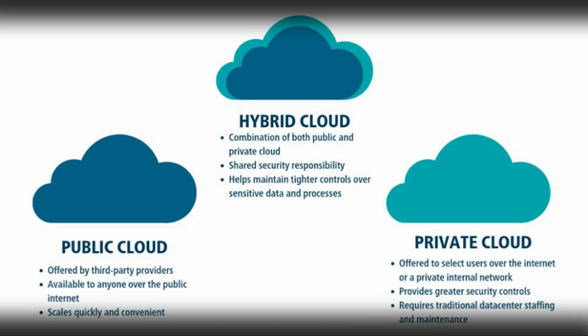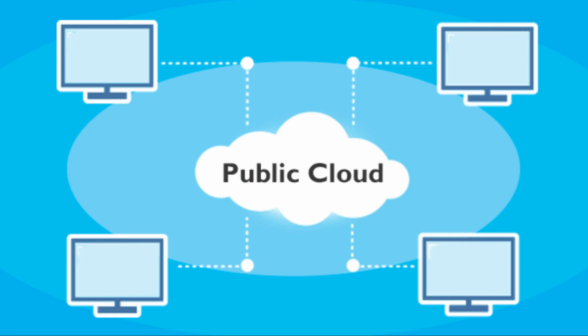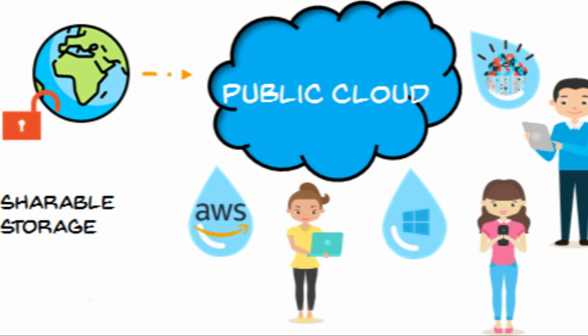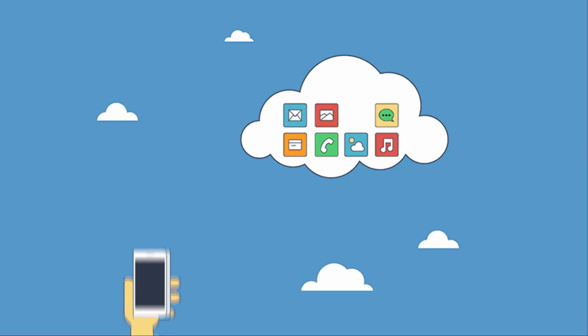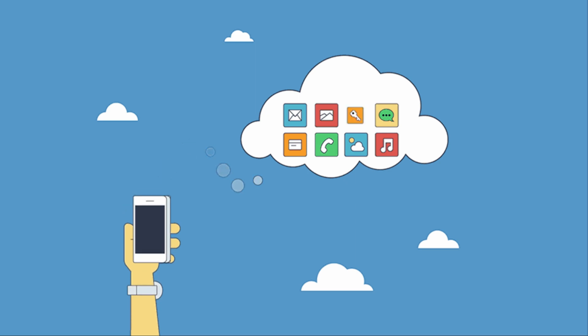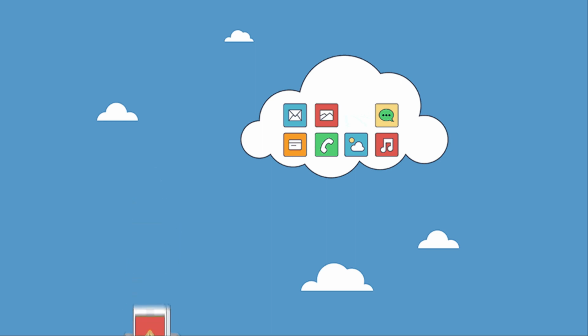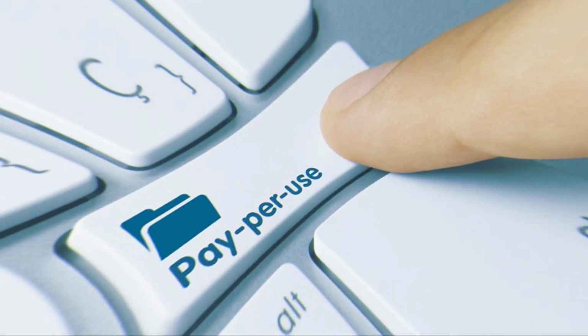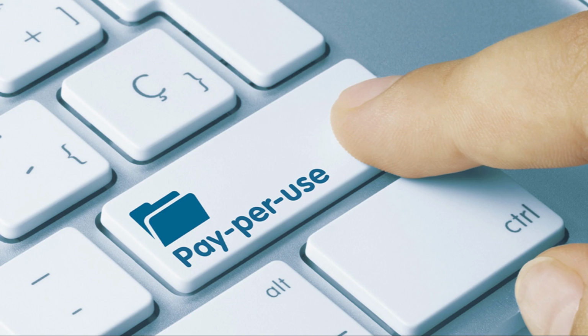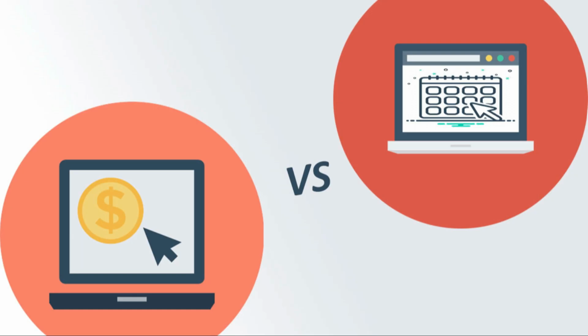A public cloud is a cloud computing environment that is owned and operated by a third-party cloud service provider such as Amazon Web Services, Microsoft Azure, or Google Cloud Platform. Public clouds are accessible over the internet and are available to anyone who wants to use them. Public clouds are typically deployed on a pay-per-use basis, which means that users pay only for the resources that they use.